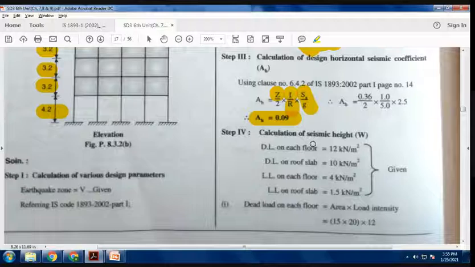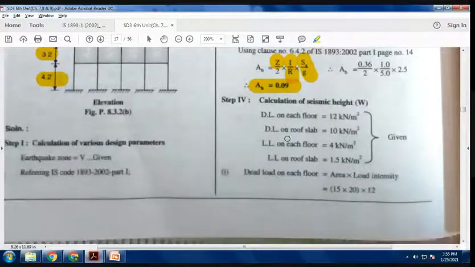So the next thing is that we have to determine the value of design base shear, that is VB. VB is given by Ah into W. Here we have got the value of Ah, then we want to determine the value of W. So how will we determine the W? He has given, just check what else he has given.